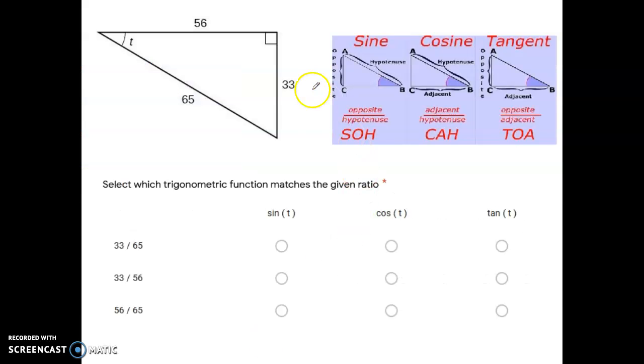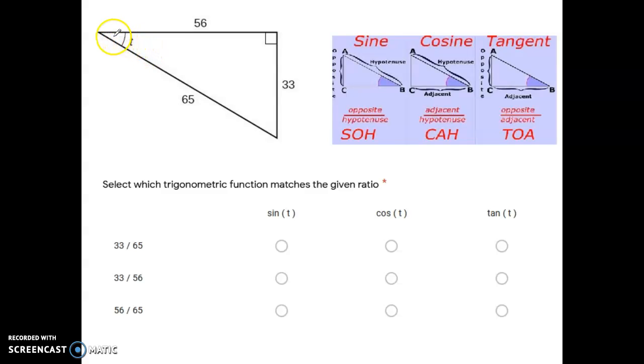Okay, last part of the assignment, we are asked to select which trig function matches the given ratio. So I give you these ratios and you have to select if it's sine, cosine, or tangent. Again I'm going to show you the first one, and then I will have you do the last two. Again, before we start, we're going to label the triangle with opposite, adjacent, and hypotenuse.